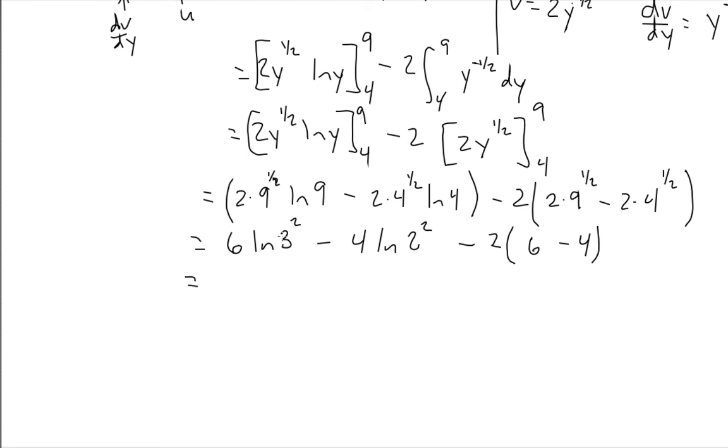And now I can simplify this by taking the 2, bringing it all the way down out front. This becomes 12 ln 3 minus, this 2 can come out front as well, 8 ln 2, and minus 2 times what's in here, 2. So this is minus 4. And this is the final solution.